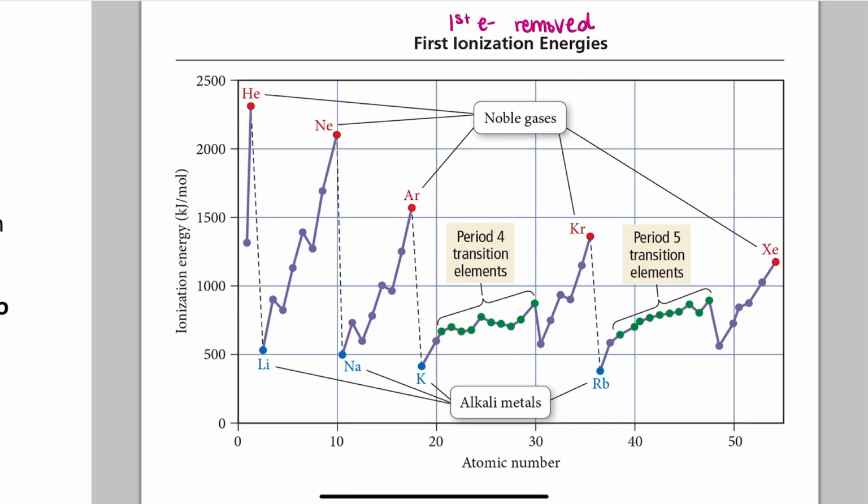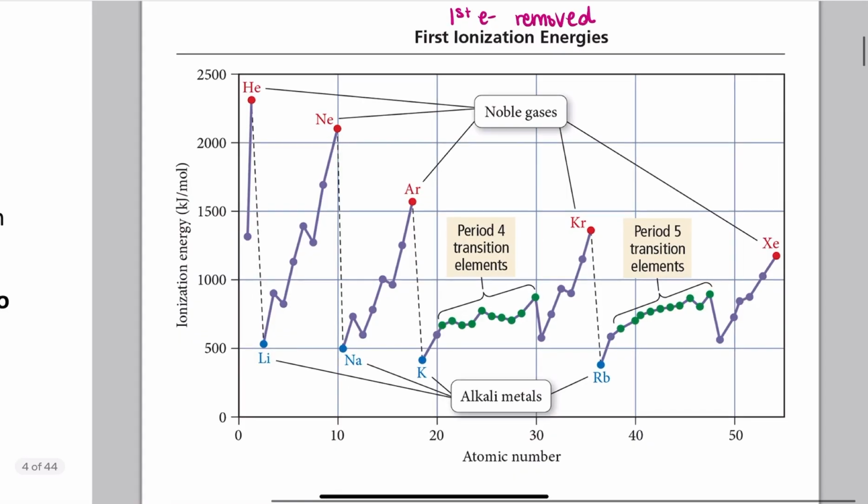I can see here, this is starting with hydrogen to helium, lithium to neon, sodium to argon, potassium to krypton, rubidium to xenon. So your alkali metals, well, hydrogen is not an alkali metal, but of course it fits there, up until your noble gases. And you can see, generally speaking, as I go from lithium to neon across the table, it's increasing. Sodium to argon is increasing.